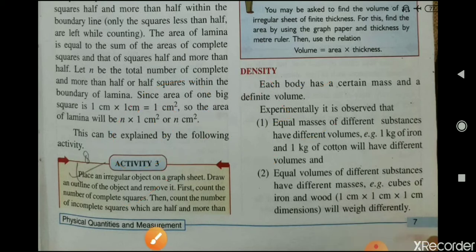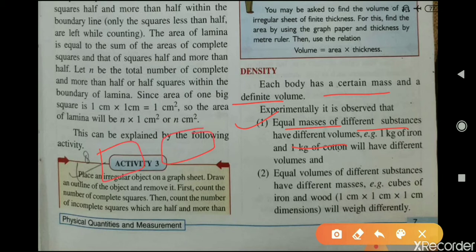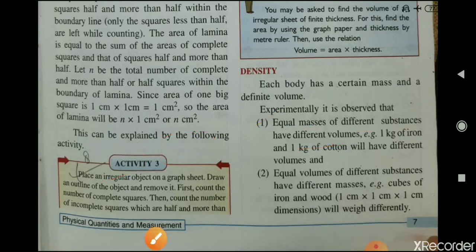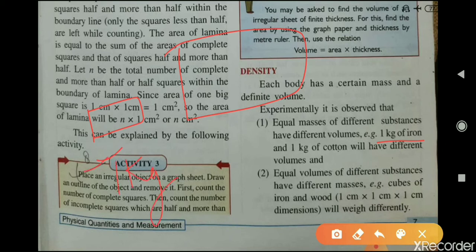Now before studying density, let us see these experimental observations: each body has a certain mass and a definite volume, and it is observed that equal masses of different substances have different volumes. For example, 1 kg of iron is this much and 1 kg of cotton can be this much. Okay, so the mass of iron and also the mass of cotton is 1 kg. Mass is the same, but the volumes of these substances are different. So equal masses of different substances have different volumes.